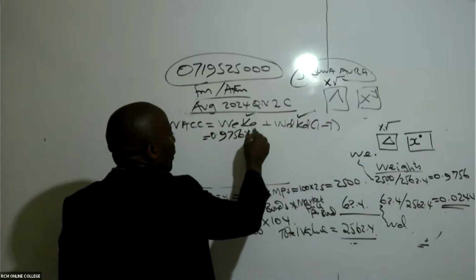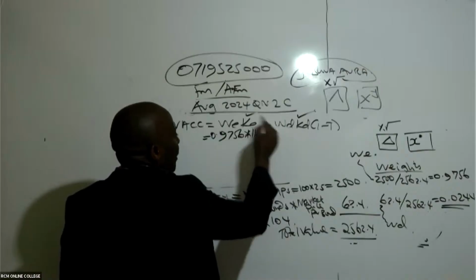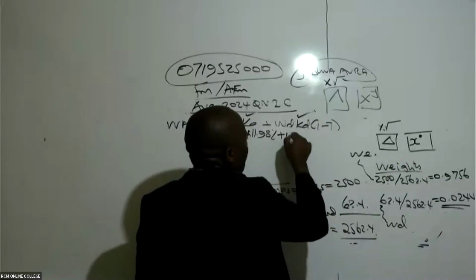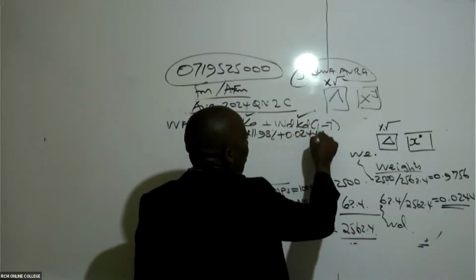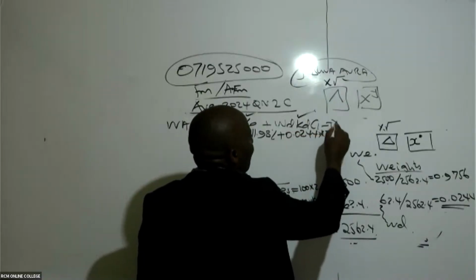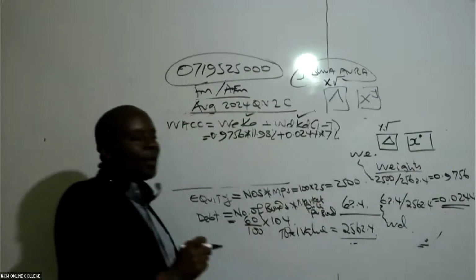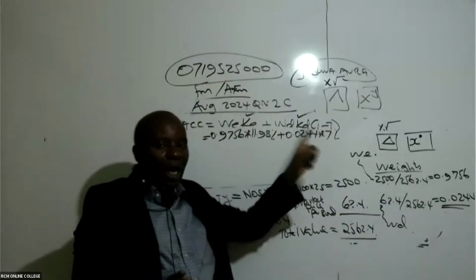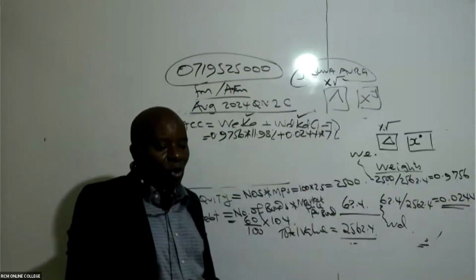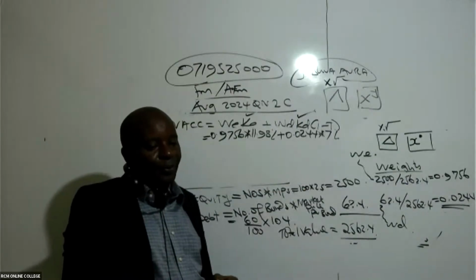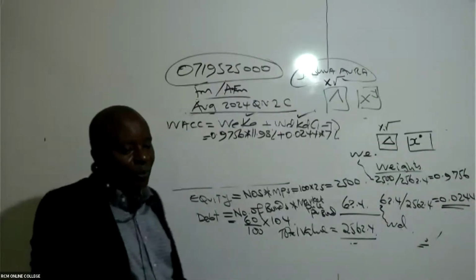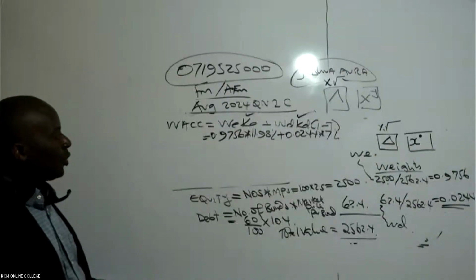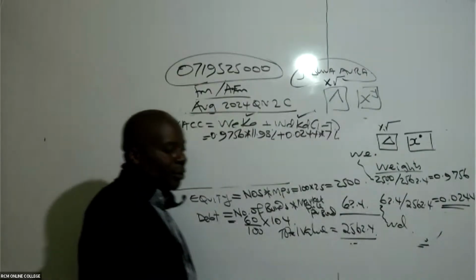The weight of equity is 0.9756. Cost of equity, we got 11.98%. Weight of debt, ladies and gentlemen, is 0.0244. Cost of debt is 7%, and don't adjust it for tax, because they gave us the cost of debt after tax. So is there somebody now who is able to give us this answer for WACC?